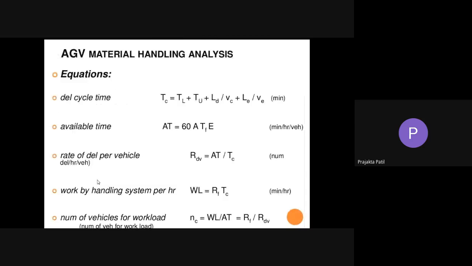Okay. So these are the same equations which have been listed again. You have the cycle time equation, available time, rate of deliveries per vehicle, and workload handled by the system, that is workload. Yeah, the workload equation was not there. It is given by RF into TC, and number of vehicles for workload. So these equations are just summarized again here. Only one equation was missing. You all can note down that workload can be calculated, if not given separately, as a product of RF into TC.